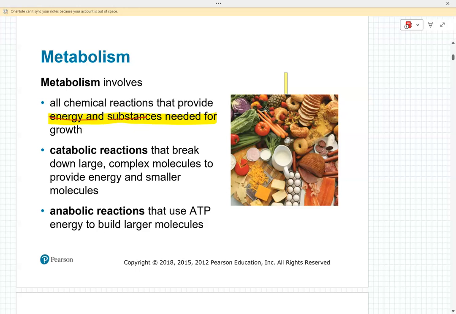Metabolism consists, for the most part, of two types of reactions. The catabolic reactions break down big molecules. When you have starch and starch is broken down to glucose, that is a catabolic reaction. Another type of reaction is anabolic. Anabolic reactions use energy provided by ATP to make large complex molecules.